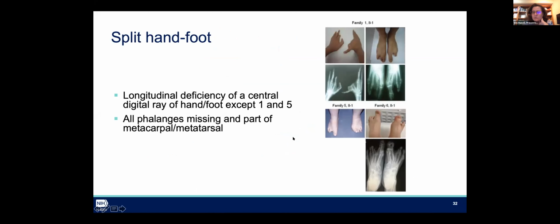And just to show what split hand and foot is, this is longitudinal deficiency of the middle rays of the hand. So finger 1 and 5 or the first and fifth toe are there, but the middle phalanges and metatarsals or metacarpals are missing. So it's a split hand and foot.